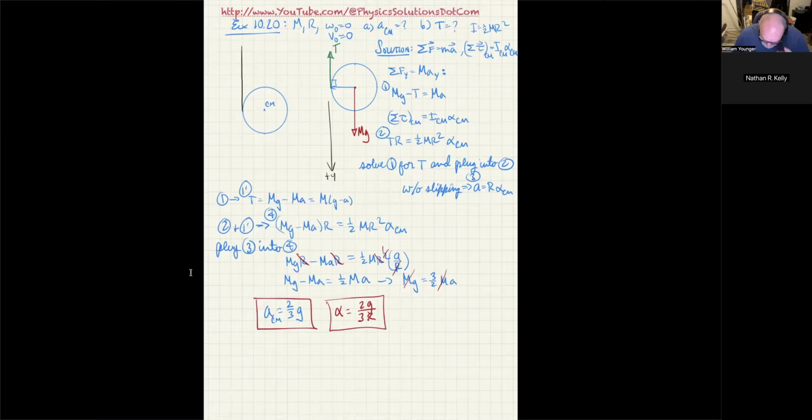Now I've got to figure out what the tension is, and we already solved for the tension in equation 1 prime. So from 1 prime, I get the following. T is equal to mg minus ma, that's equal to mg minus m times 2/3 g. Now 3/3 minus 2/3 is 1/3, so the tension T is 1/3 mg.